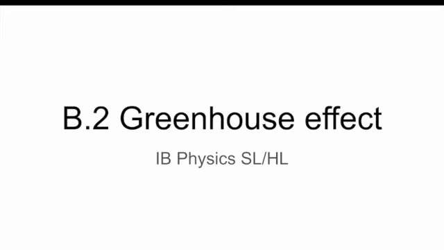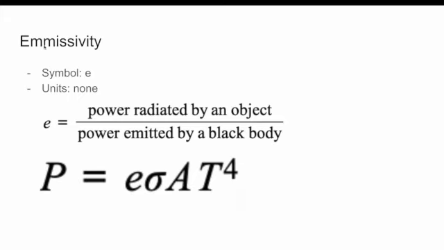I'll talk about only what's essential here, because this topic's not really that interesting, nor is it that important for the exam. So first, you need to know what emissivity is. It has a symbol E, not to be confused with Euler's number in math. And there are no units for emissivity because it's power divided by power, which gives you a unit of 1, and of course 1 is not a unit.